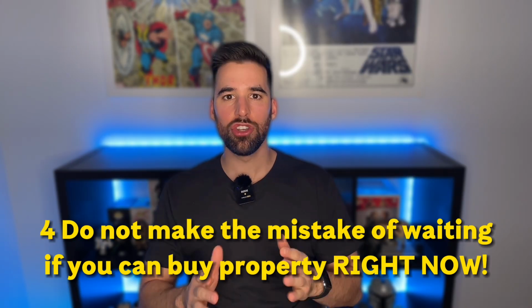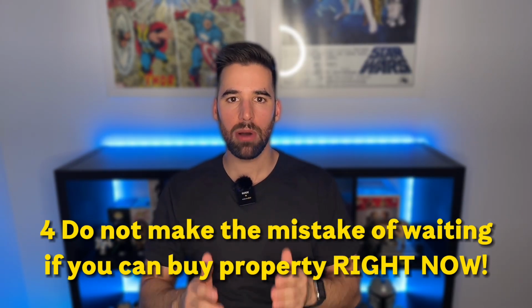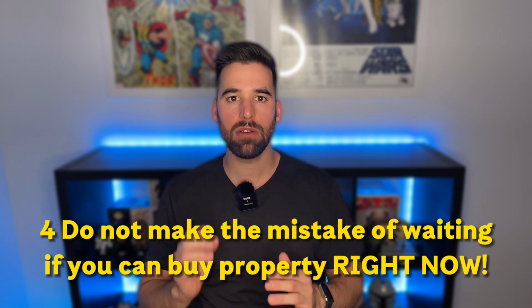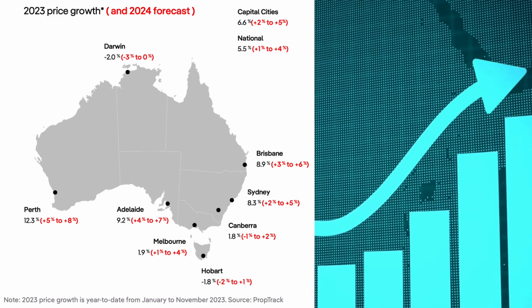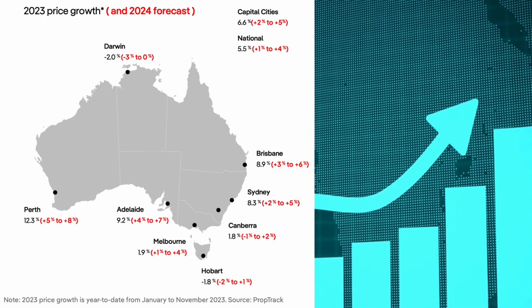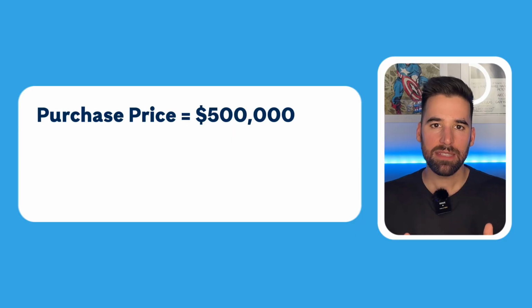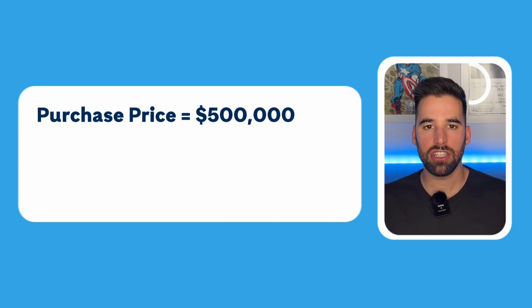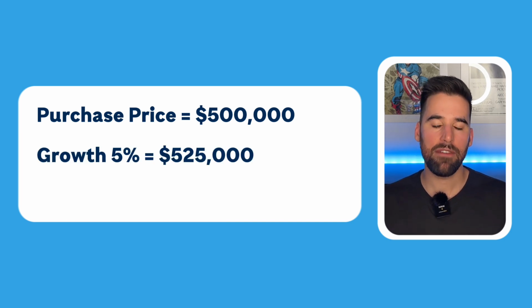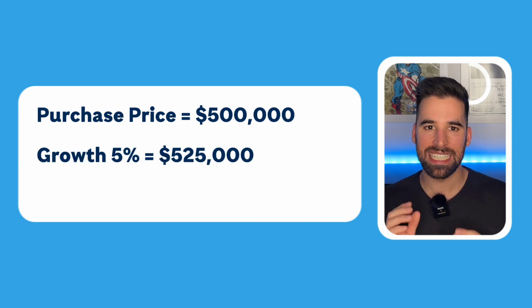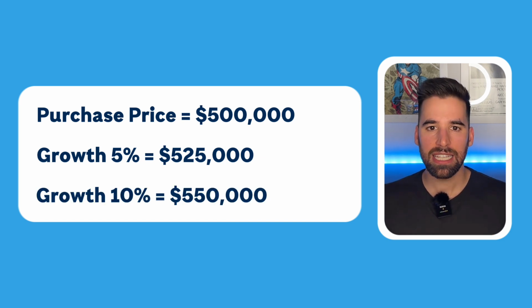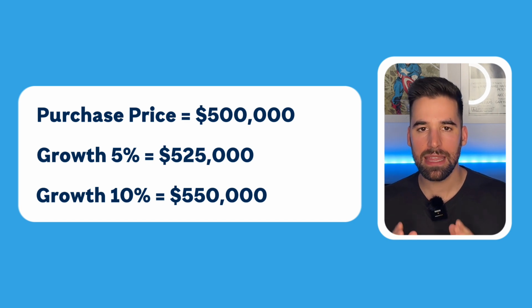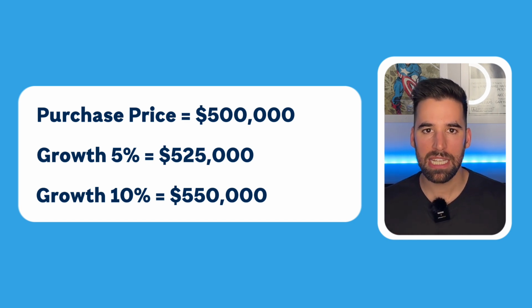And the final topic, do not make the mistake of waiting to buy property if you can afford to buy right now. Property commentators are now predicting that Australian capital city prices are going to increase by up to 5% in 2024. This means if you're in the market for a $500,000 property, but you decide you're actually going to wait 12 months, you may be paying $525,000 for that exact same property. Or if property prices increase by 10%, you're likely to be paying $550,000 for the exact same property 12 months later.